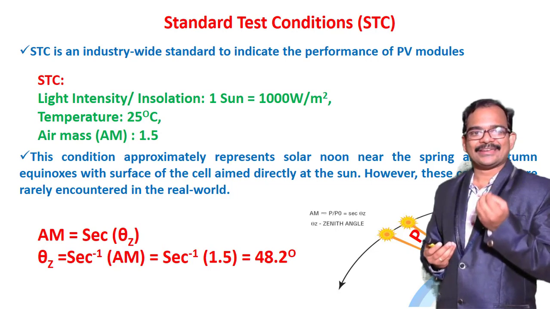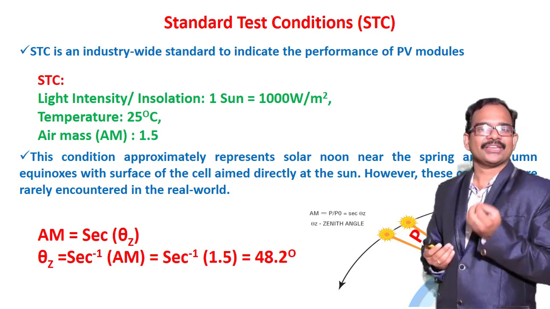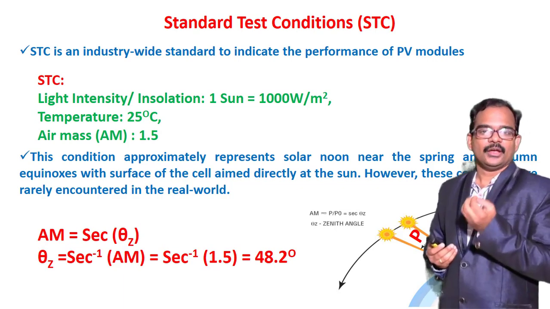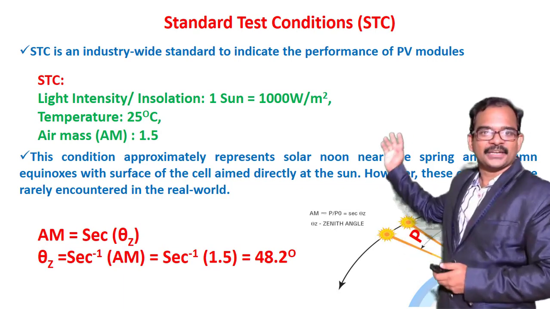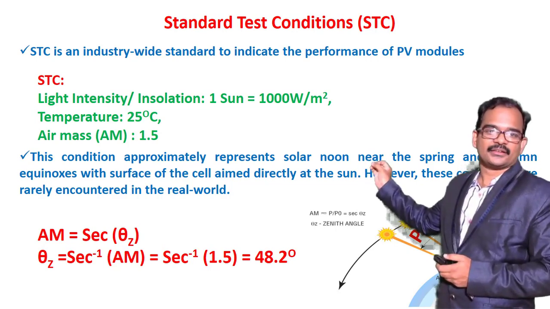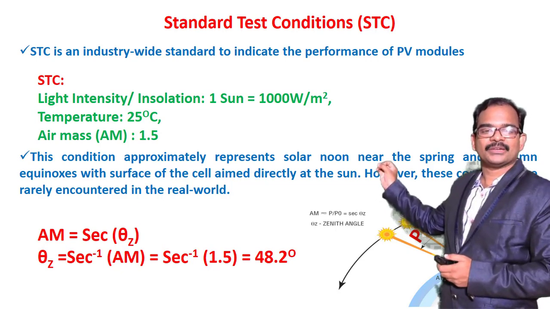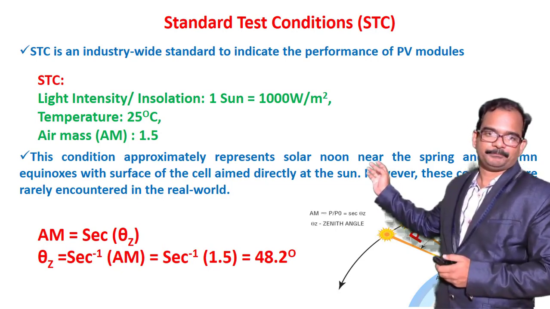It is the solar light intensity, or you may call it insolation. You have to take it as 1 sun, that is 1000 watt per meter square, and the temperature should be 25 degrees centigrade. And one more thing will be the air mass. So what is the air mass? It should be taken as 1.5.